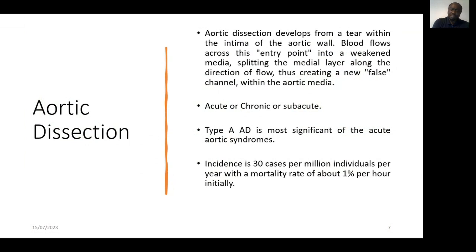Now, there's what we call type A and type B, which I will show in the next slide. Type A here is the most significant of the acute aortic syndromes. So why is dissection significant? Because it has a high mortality rate. 30% of patients who have a dissection will die at the site. So if we have 100 people having dissection, 30 of them will have died at the site. They won't get to hospital.